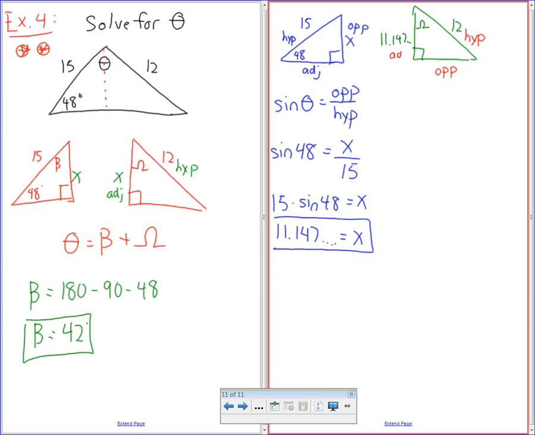Good. Awesome. Okay. Jenna, are we using sine or cos or tan in this case, please? Cos, good, because it's adjacent and hypotenuse, very good. So I'm going to say cos of theta is adjacent over hypotenuse. Cos of omega equals 11.147 dot dot dot over 12.